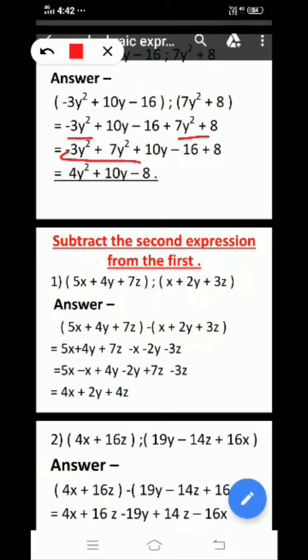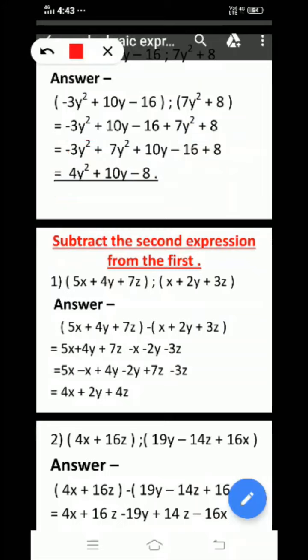10y you have to write as it is, because there is no like term for 10y. Minus 16 plus 8 you have to collect. Again opposite signs mean there is a subtraction, and your answer will be 4y square plus 10y minus 8. Okay, is it clear to you now?